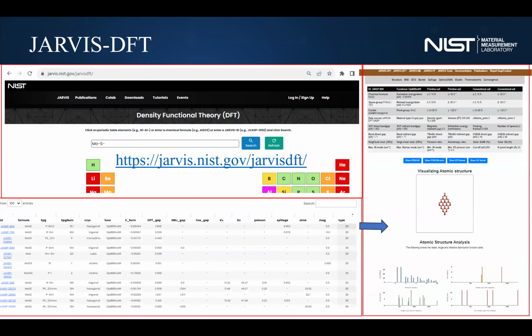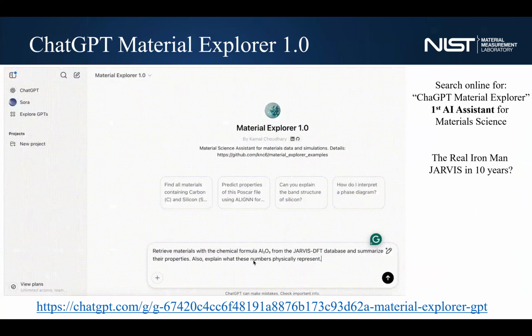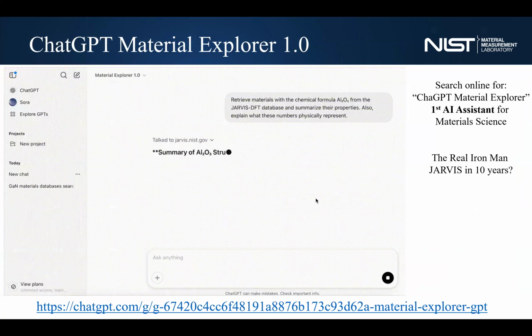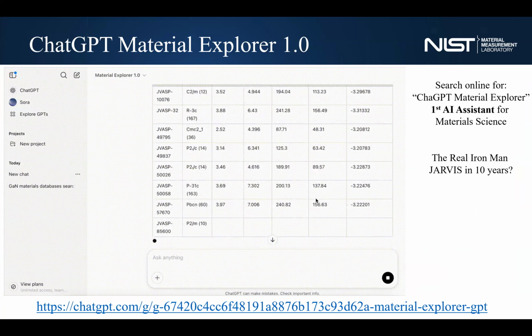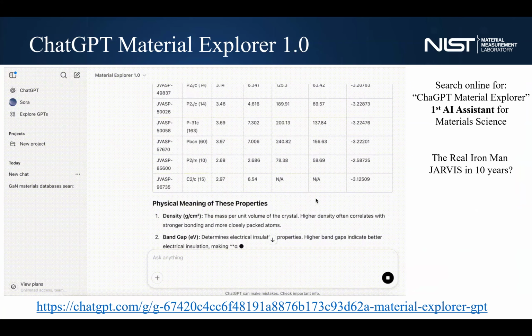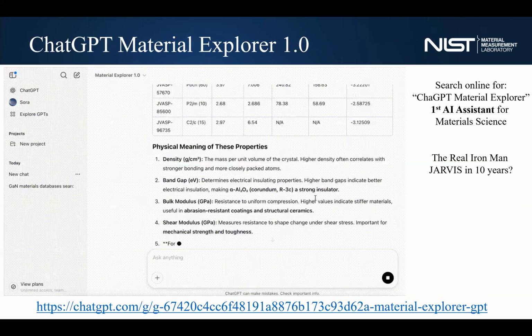You might be familiar with this kind of structure where you click on the elements and see details of each material. Now we have taken this to the next level. We have developed this infrastructure called ChatGPT Material Explorer. So you can go to ChatGPT and talk about JARVIS. Suppose you want to look for aluminum oxide. It will not just give you the data from JARVIS, but it will also tell you what it means. This is especially important for newcomers and people who are not experts in this field. And you can chat about it all day.